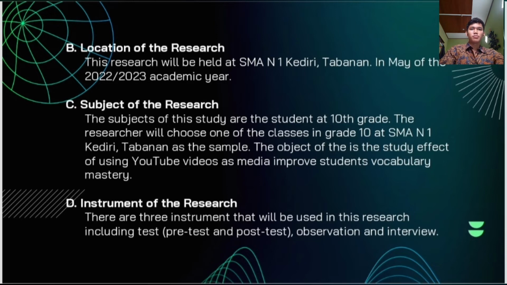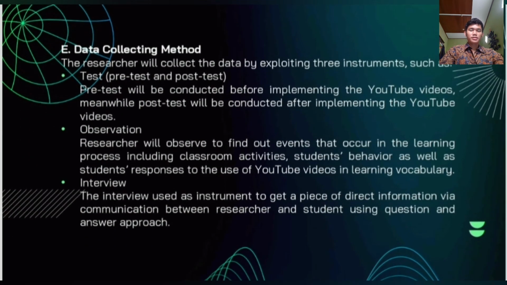And then we move to the instruments of the research. There are three instruments that will be used in this research, including a test, both pre-test and post-test, observation, and interview. And then the data collecting method. The researcher will collect the data by exploiting the three instruments, such as the test, including the pre-test and the post-test.